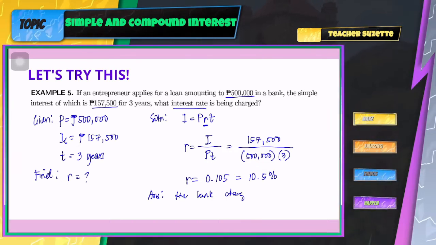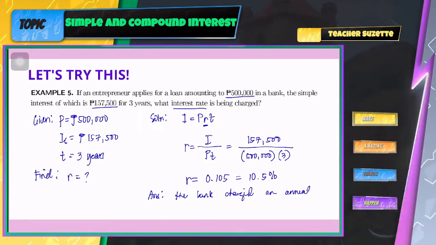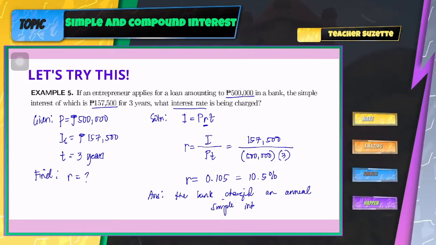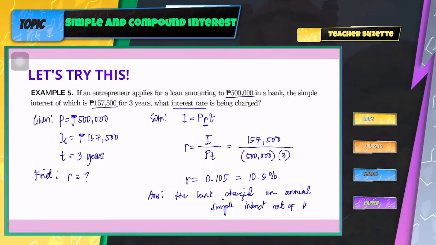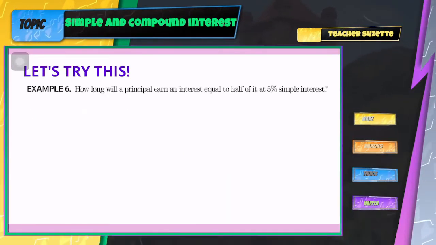So, our answer is the bank charges an annual simple interest rate of 10.5%. So let's have our number 6.